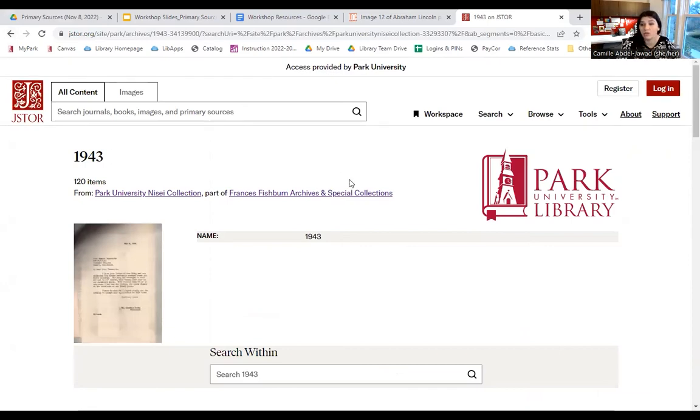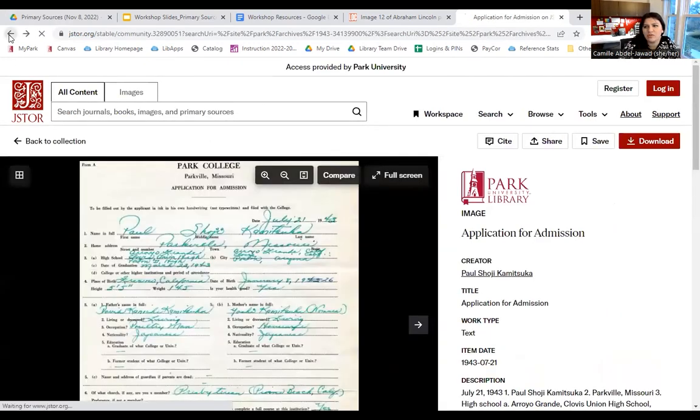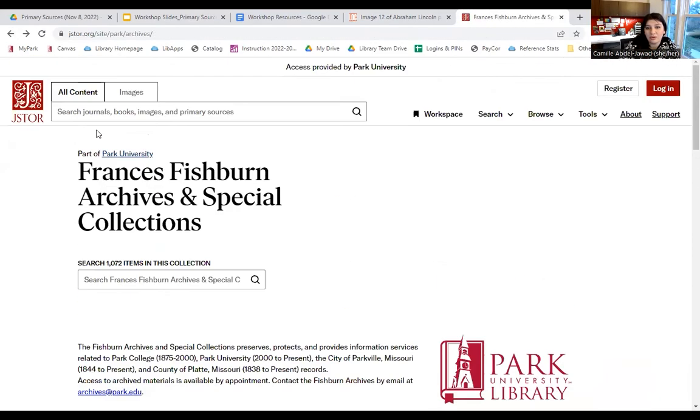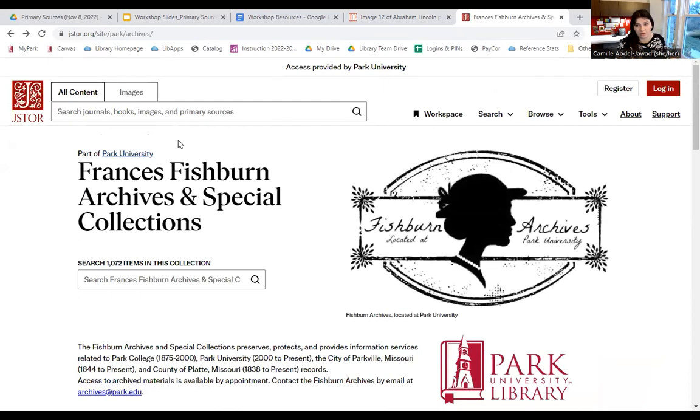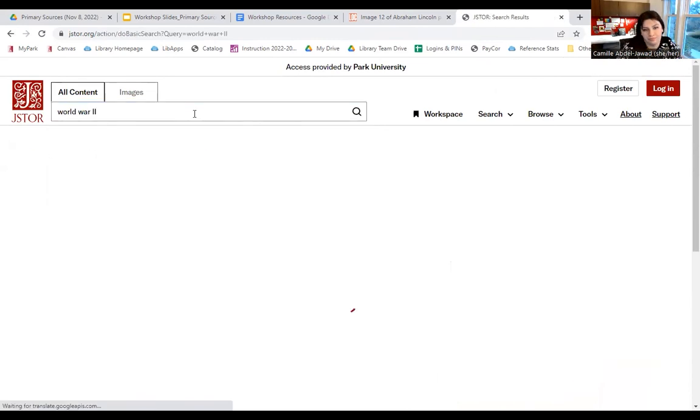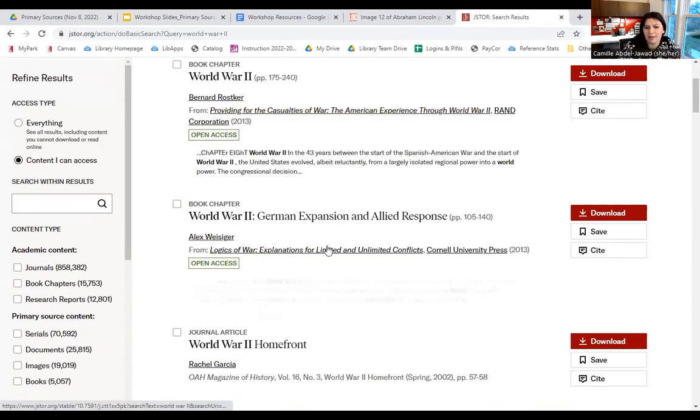Now, the last thing I want to show you guys, if we go back to our collection, is through JSTOR, but specifically about JSTOR Forum. So JSTOR Forum has a lot of open access materials that you can utilize in your research. And this is a great way to learn more about history, and through all of the universities that have collaborated to bring these materials to you. So you could search here for World War I or World War II. And see what resources come up.